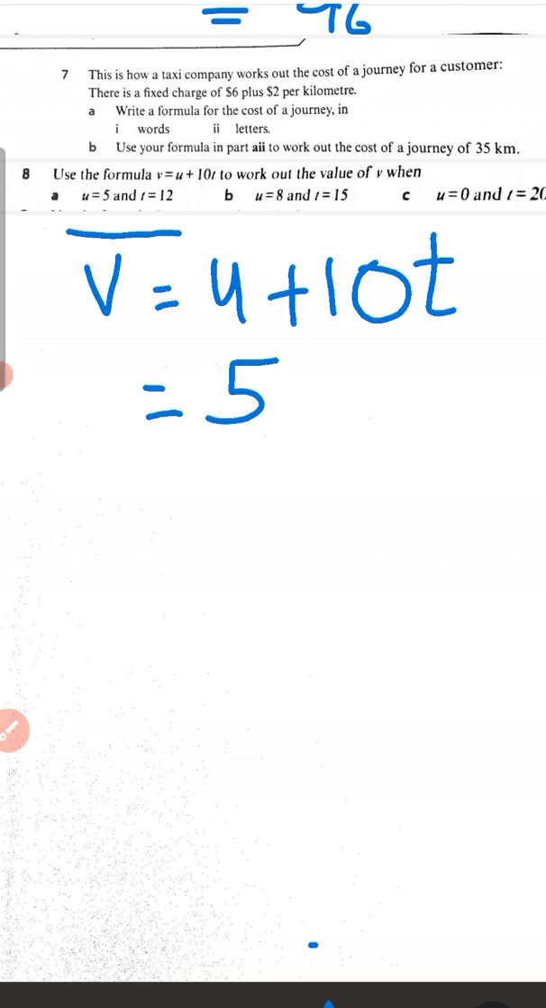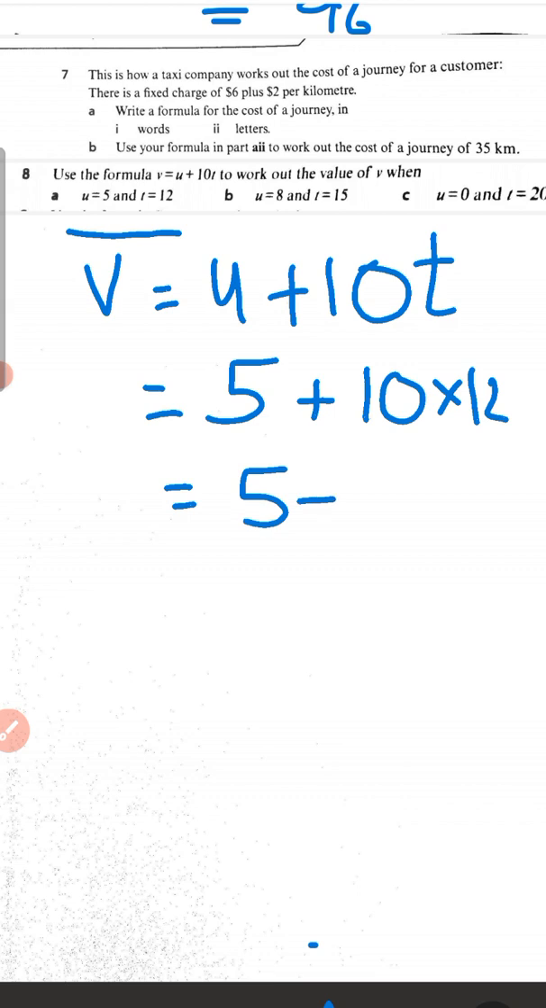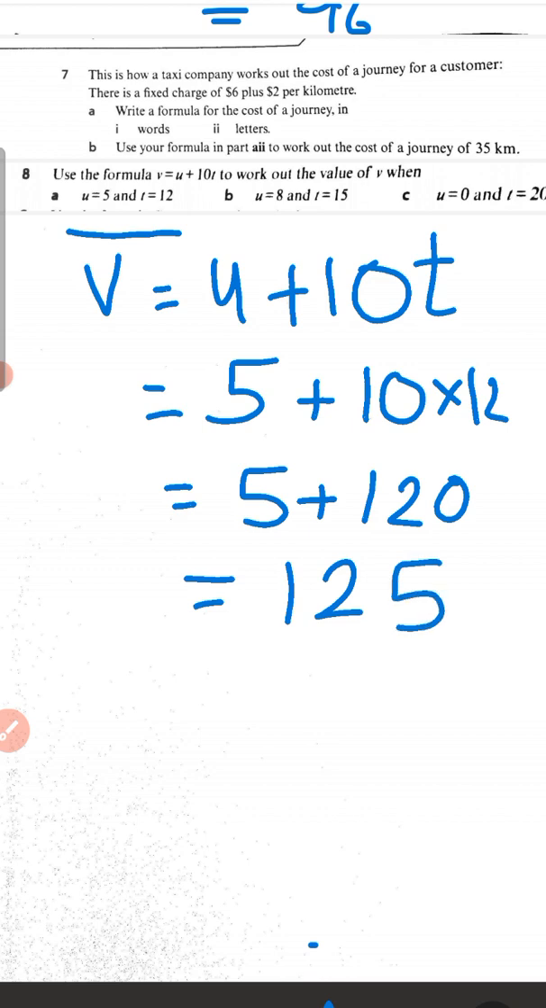So 5 plus 10t means 10 into t. So 10 into 12. 5 plus 10 into 12, 120. Always do the multiplication first. Use order of operations. Okay. 5 plus 120 is 125.